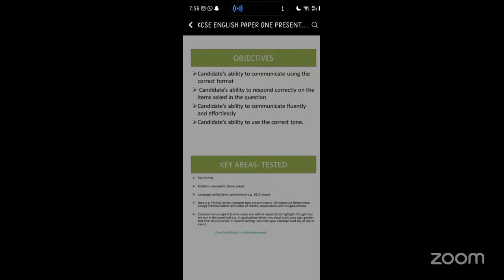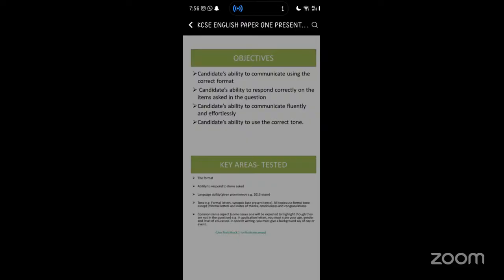Are you able to respond correctly to the items being asked in the question? What does that mean? Do you answer the question correctly? The question is asking, for example, you're writing a letter to your friend, inviting them to a birthday party. Sasa wewe, badala ya kuandika a letter to your friend inviting them to a birthday party, umeandika barua asking them how is the holiday? How are you doing? And so on. So wewe, badala ya answer the questions correctly, you have done well. The format is okay. But the content, whatever you are writing, is not okay. So the question is, are you able to respond correctly to the items asked in the question?